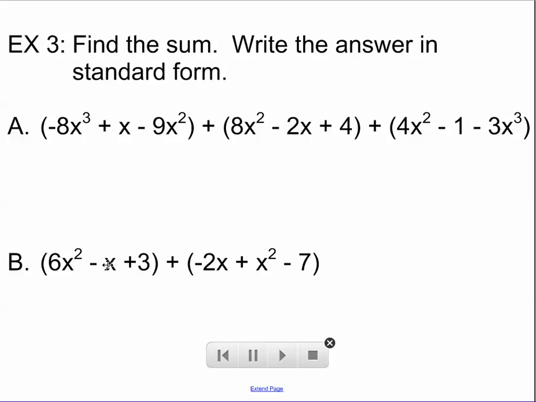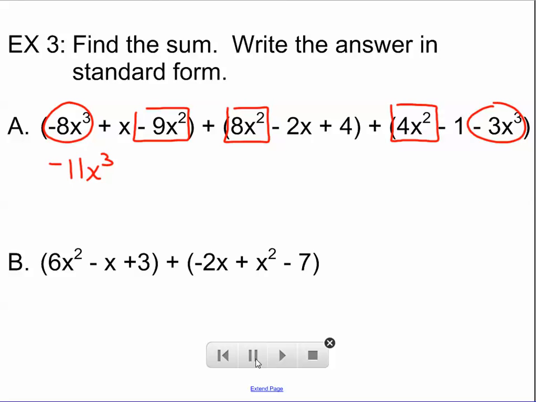Now let's find the sum of more than one polynomial. We're going to write our answers in standard form. Adding polynomials is really no more than combining like terms, which we did a long time ago. We start by identifying that -8x cubed and -3x cubed are like terms. They add up to -11x cubed.